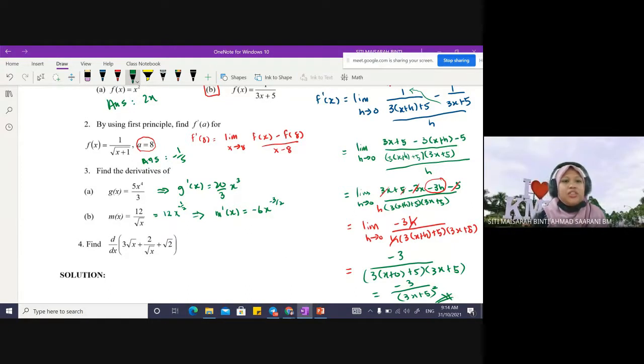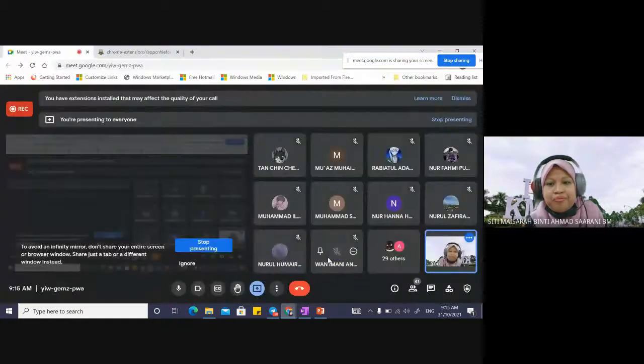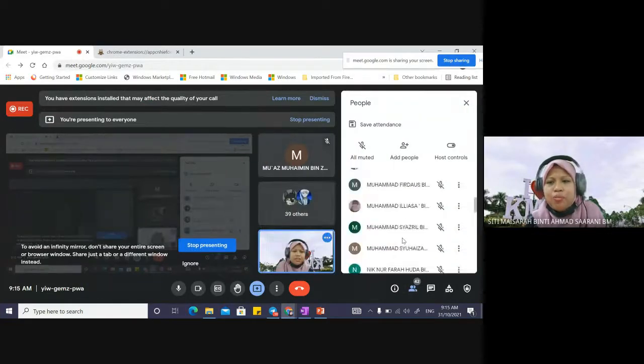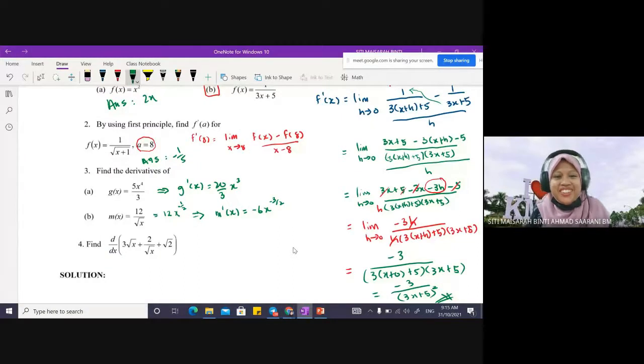Okay, so then yang nombor 4 ni awak differentiate satu persatu lah. Yang nombor 4 ni. Ini yang dia nak tanya. Siapa yang bertuah? Okay, nama yang susah nak sebut sekali bagi madam. Muhammad Ilyasa. Betul ke? Ada tak? Ada. Betul tak madam sebut nama awak tu? Ilyasa. Betul? Betul. Okay. Macam mana nak differentiate nombor 4 ni?